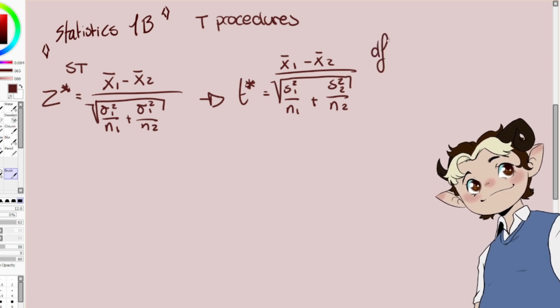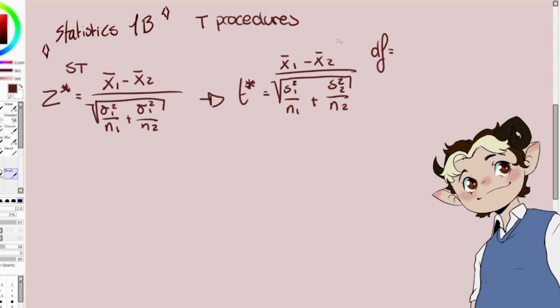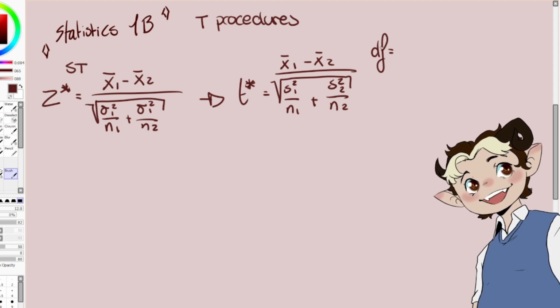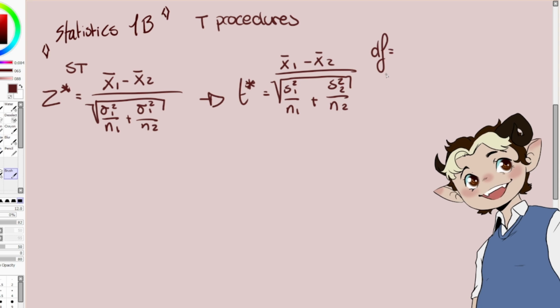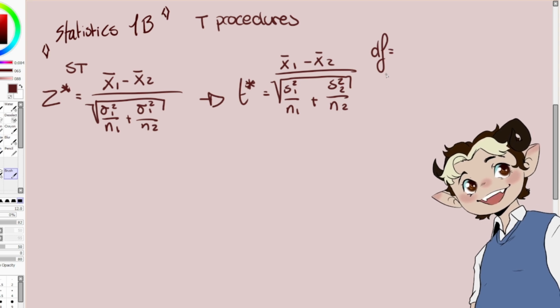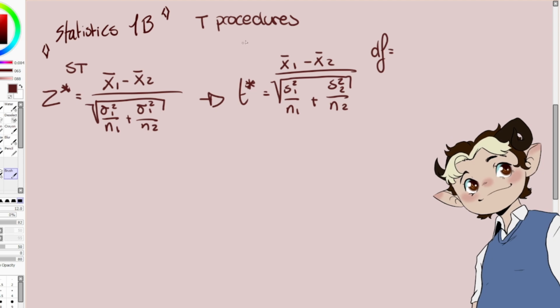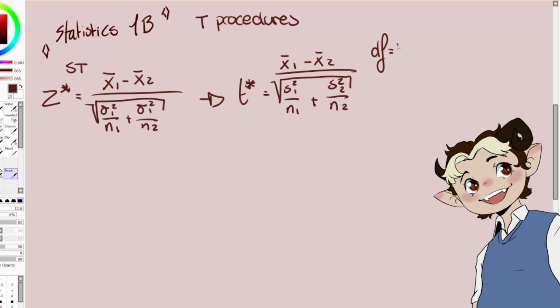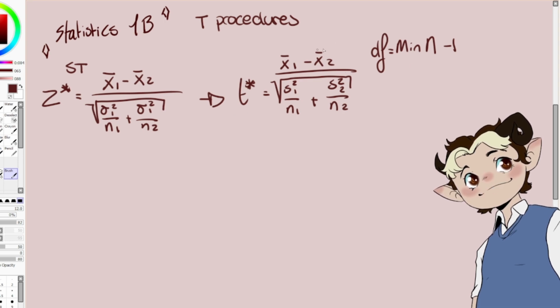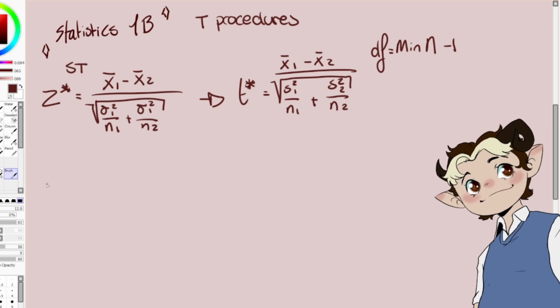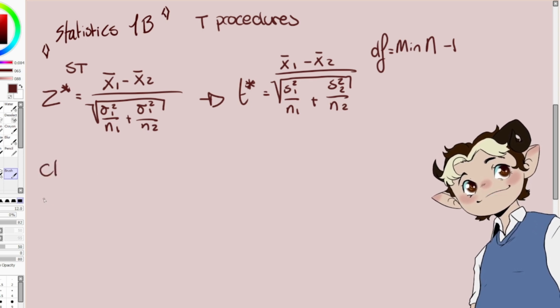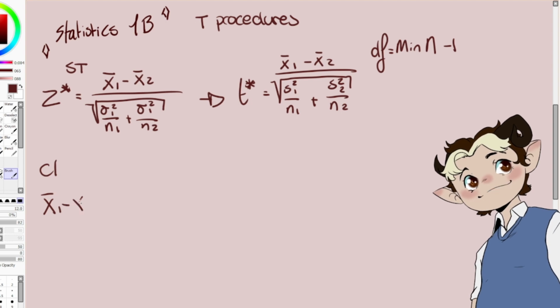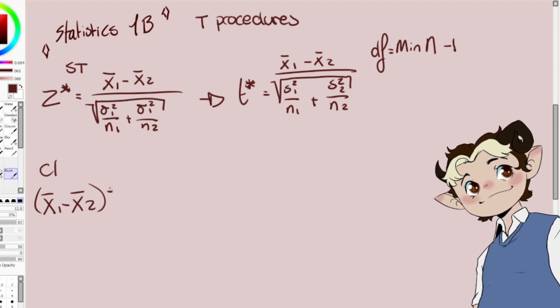How do we know what to use for the degrees of freedom? Well, because it's an independent two sample, which there will be a different one that we'll go over when it comes to pooled and that sort of thing, but that's all future stuff. We basically just look at which one of these is the smallest. So the min of n minus 1. I'll show it in the example in a second, but that is how you find the degrees of freedom for this one.